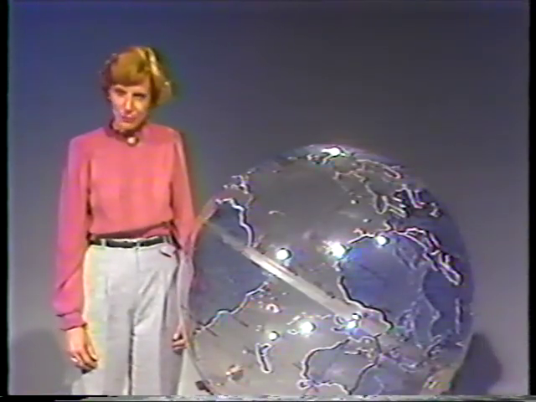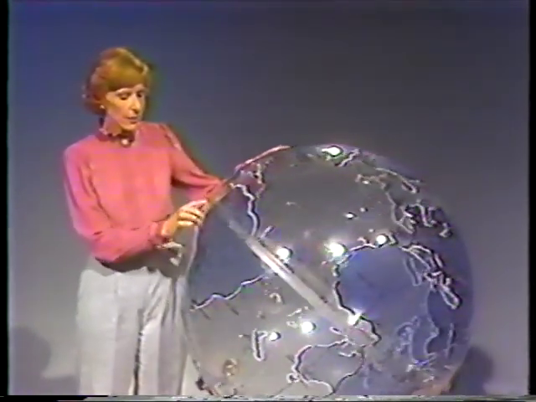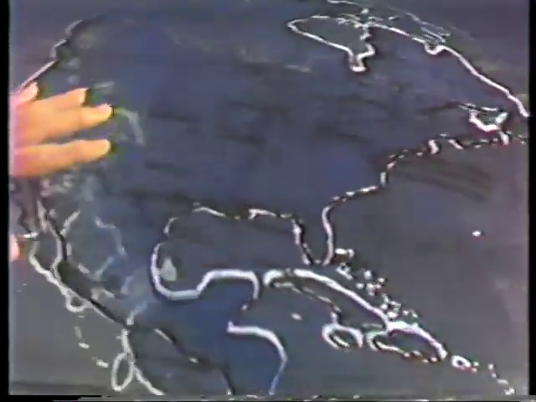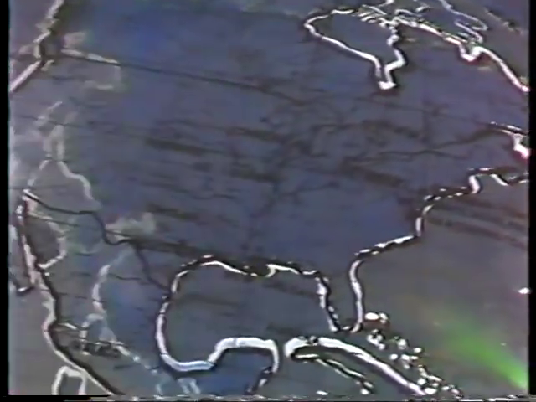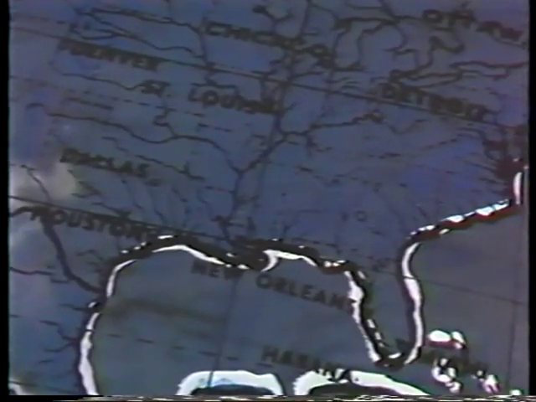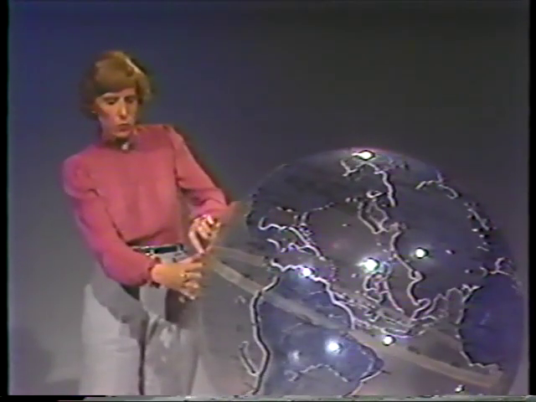Let's try out the system. If I told you to find the city located at 90 degrees west longitude and 30 degrees north latitude, you would pinpoint New Orleans. At 105 degrees west longitude and 37 degrees north latitude, you'll find Denver, Colorado. At 124 degrees west longitude and 47 degrees north latitude, you'll find Seattle, Washington.